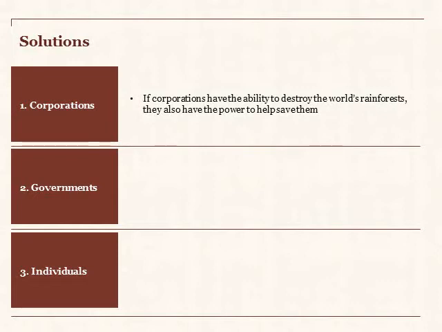In many cases the corporations actually are the reason behind different deforestations. So in the same way, they can also help in reducing the deforestation. If a corporation has the ability to destroy the world's rainforest, they also have the power to help and save them. Governments can make the laws to stop deforestation.